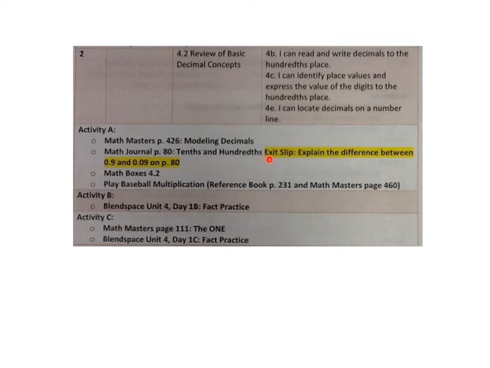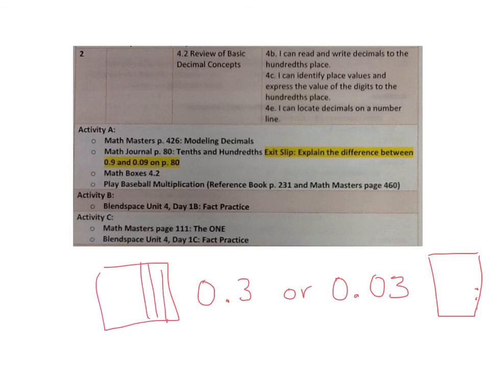Based on this, your teacher is going to have you write an exit slip at the end of math today, explaining the difference between 9/10 and 9/100. Remember, we already did this when we talked about 3/10 or 3/100 and how it's different. We talked about how it would look different on a 1 whole, just having 3 little parts, compared to 3/10. And we talked about how it's different as a fraction, having 3/10, which is 1 zero in the denominator, or 3/100 with 2 zeros. All right, so you have Math Journal page 80, math boxes, and then baseball multiplication.